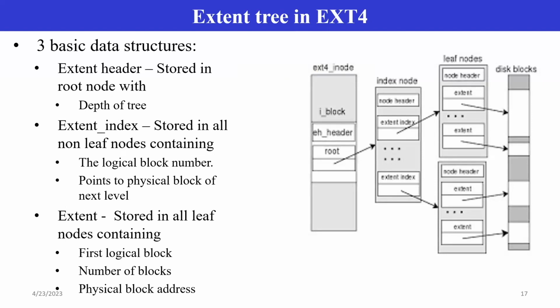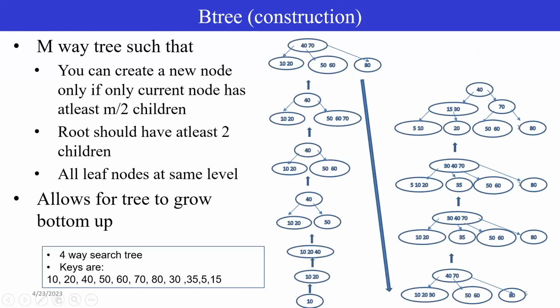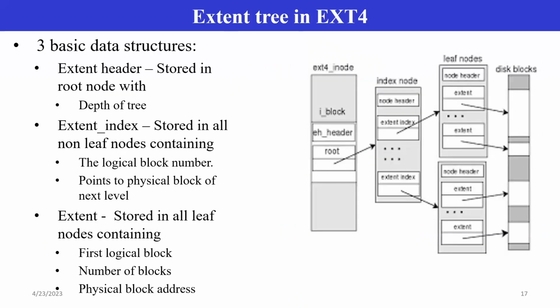Here you have 3 levels of data structures, and they publish this in all the papers. One is the extent header, which is stored in the root node and holds the depth of the tree. Then there is the extent index, which is stored in the internal nodes. If you look at the previous slide, this extent index is nothing but these nodes, 15, 20, 70, 40, and so on.